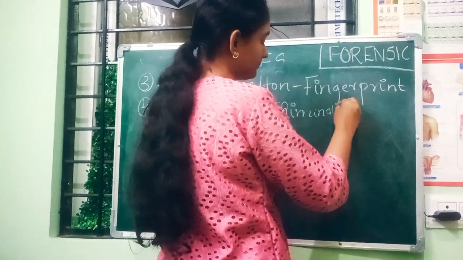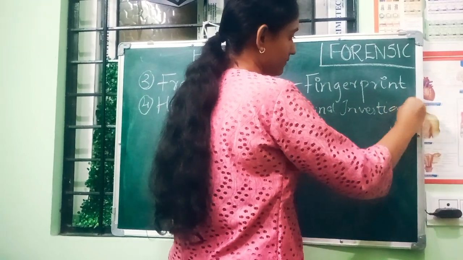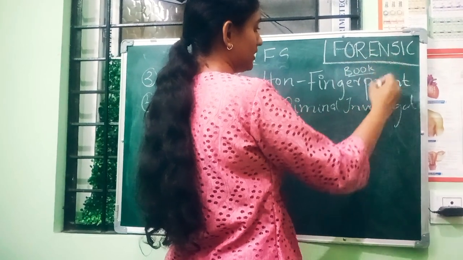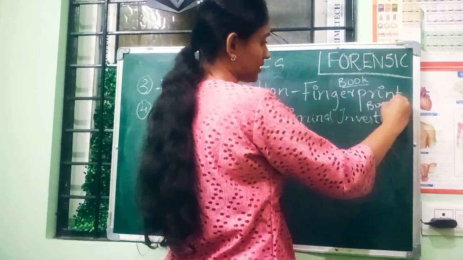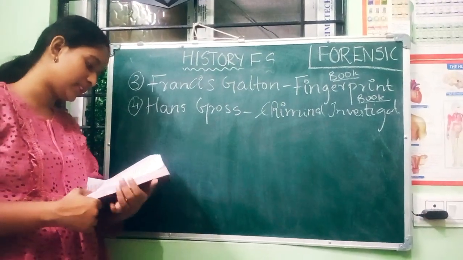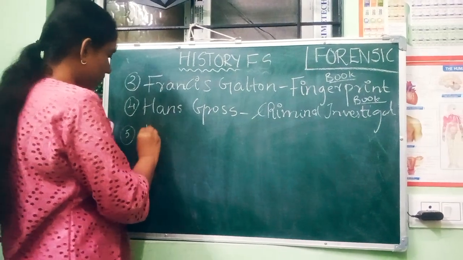He wrote a book. So this is also a book, and this is also a book. You can just remember that. These are the fourth scientist, and the fifth one is Karl Landsteiner.